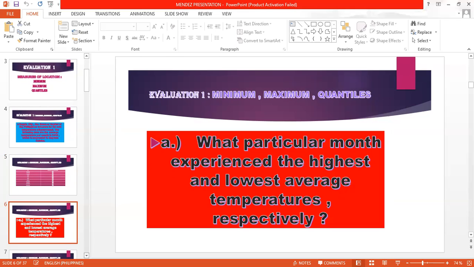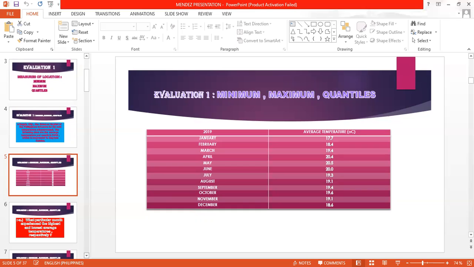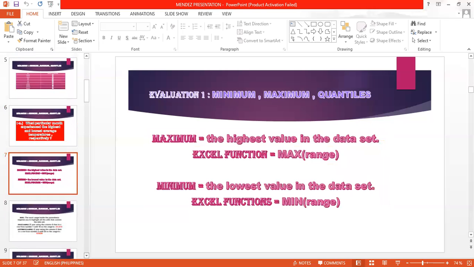The problem is looking for the months having experienced the highest and lowest average temperature. Going back to the table, by staring at it, we could identify these months. But since this presentation is about MS Excel, we are going to find this by using Excel functions. In doing this, we are going to use the Excel functions maximum and minimum. Maximum, from the word max, means the largest or the highest value from the data set.